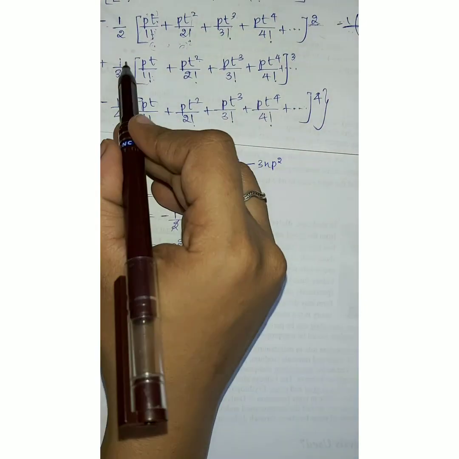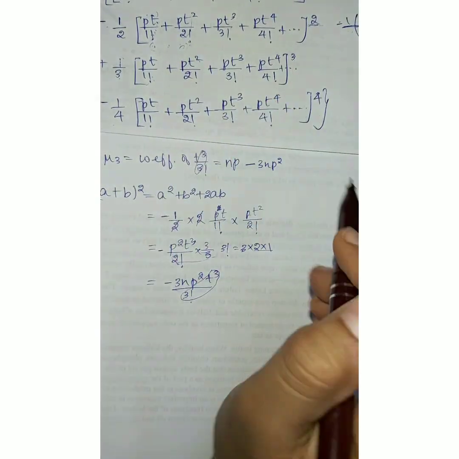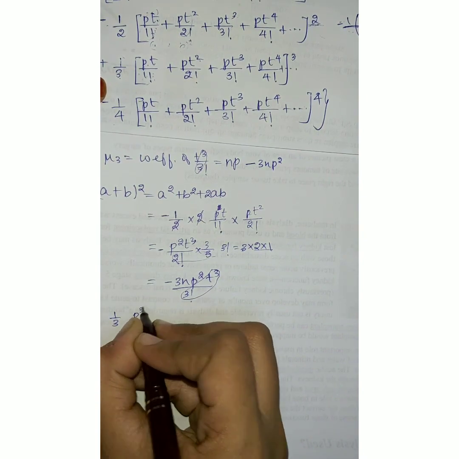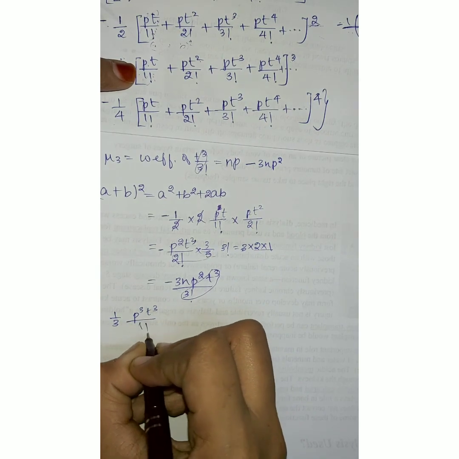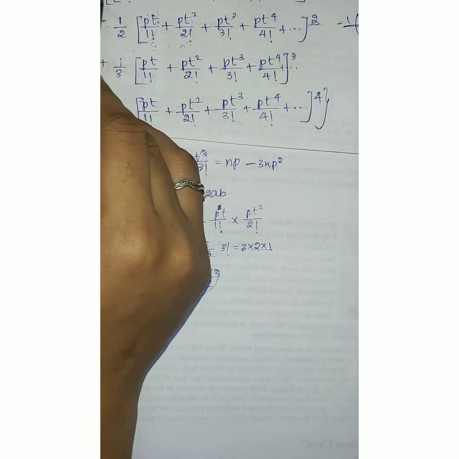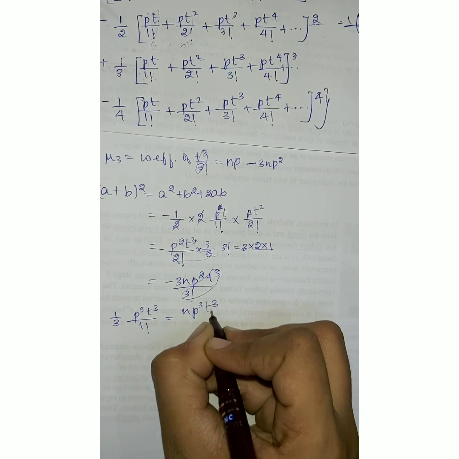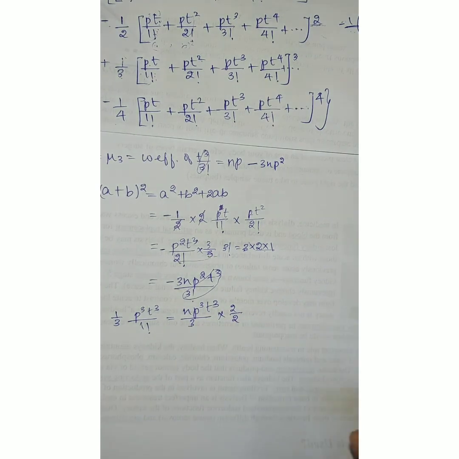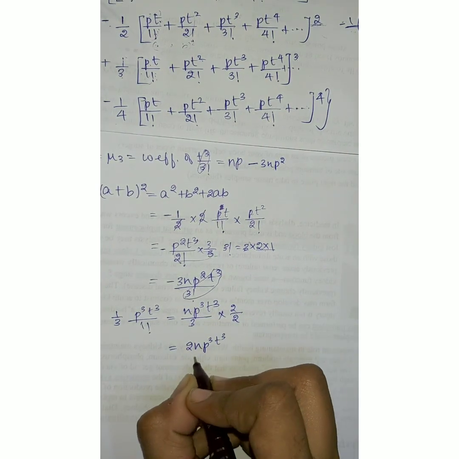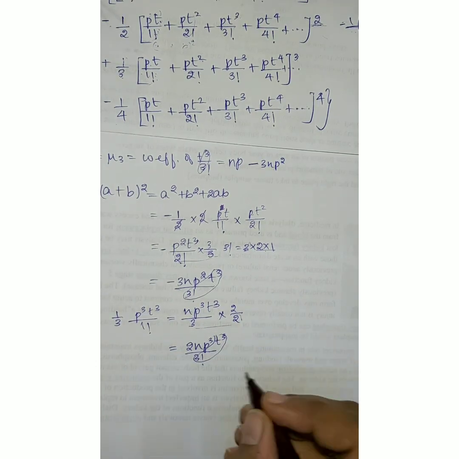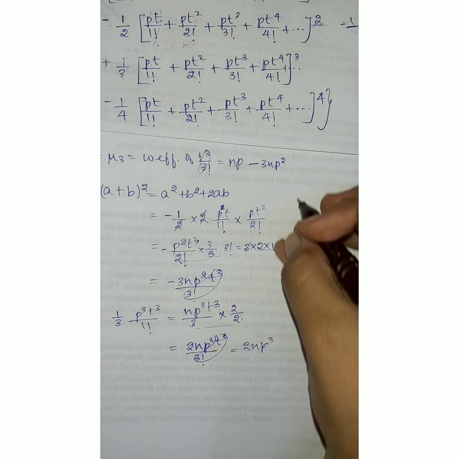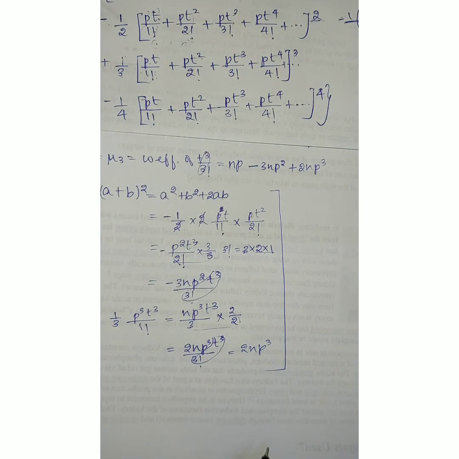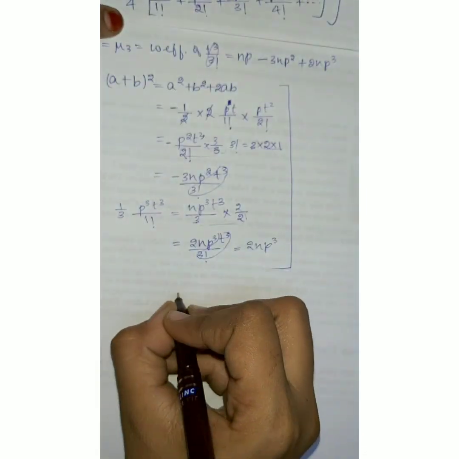Then from the third term, as there is cube outside, it is not applicable except for the first term. Again we take 1 by 3 p cube t cube by 1 factorial with the n. So we get n p cube t cube by 3. But as 3 factorial is equal to 3 into 2 into 1, we only have 3. So multiplying and dividing by 2, we get 3 factorial in denominator. Finally, it is equal to 2np cube. Therefore, k3 is equal to np minus 3np square plus 2np cube.